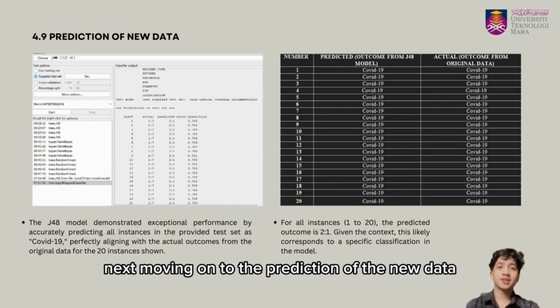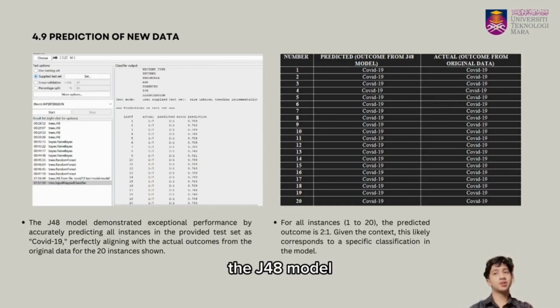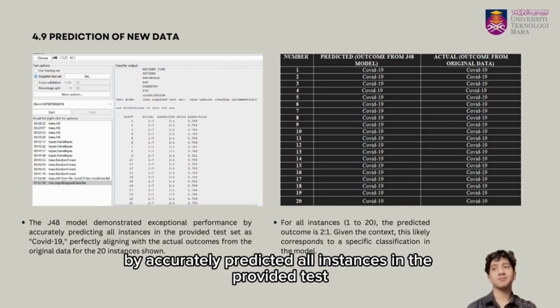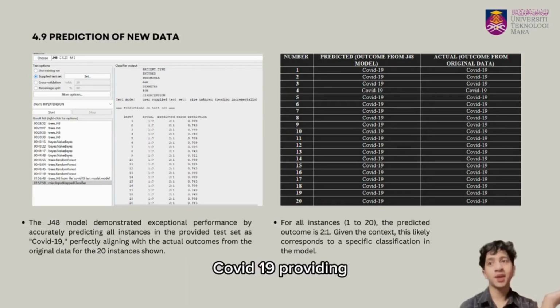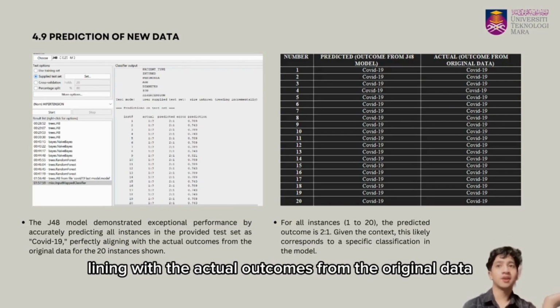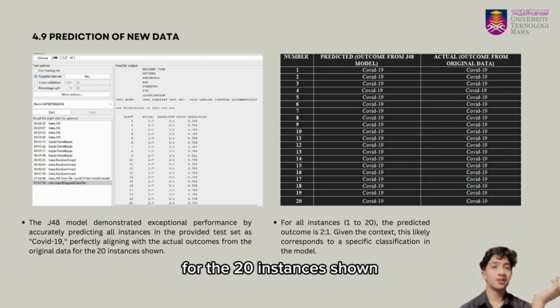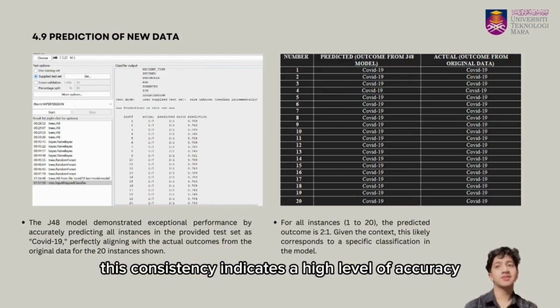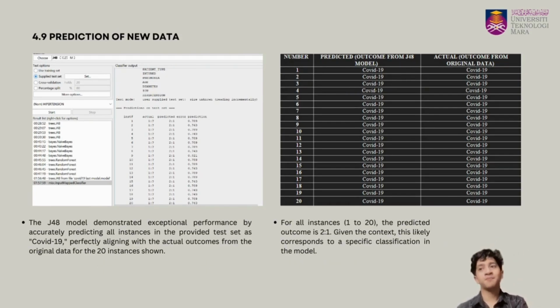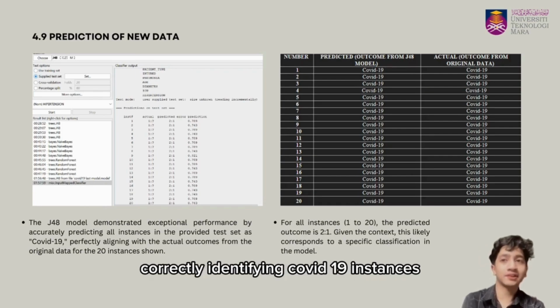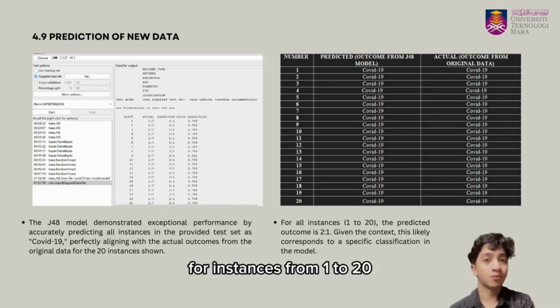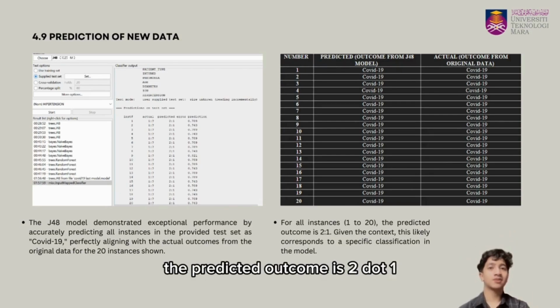Next, moving on to the prediction of the new data, the J48 model demonstrated exceptional performance by accurately predicting all instances in the provided test set as COVID-19, perfectly aligning with the actual outcomes from the original data for the 20 instances shown. This consistency indicates a high level of accuracy for these specific cases, showcasing the model's capability in correctly identifying COVID-19 instances. For all instances from 1 to 20, the predicted outcome is 2.1.